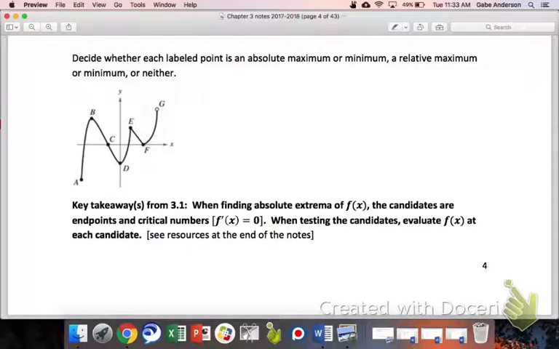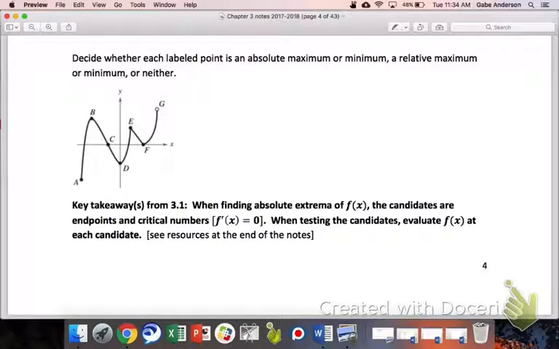How about D? Relatively low, right? So a relative min, it is a low point, but it's not the lowest point. What about E? Relative max. I mean, it does look like it's a pretty sharp turn there, but still a max, right? What about F? Relative min. It is another sharp turn, but it's still a relative min, right? Still a low point. And then finally, how about G?